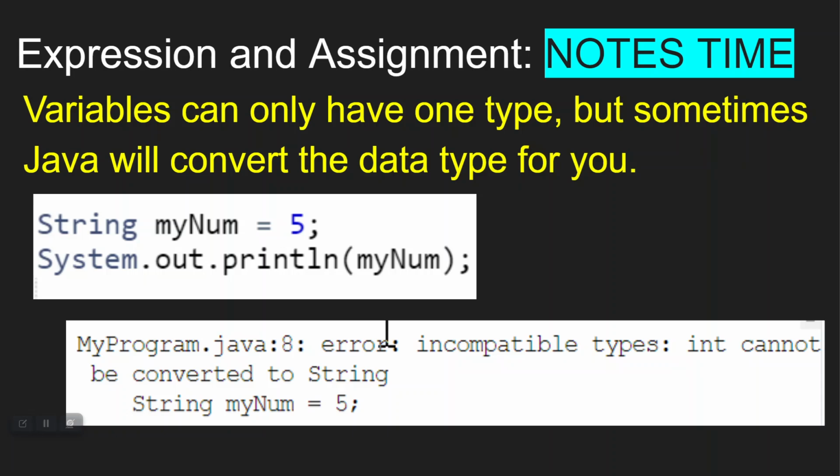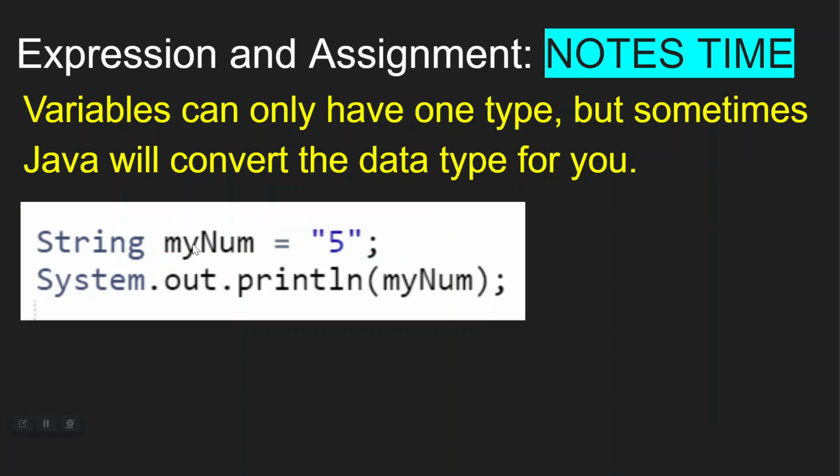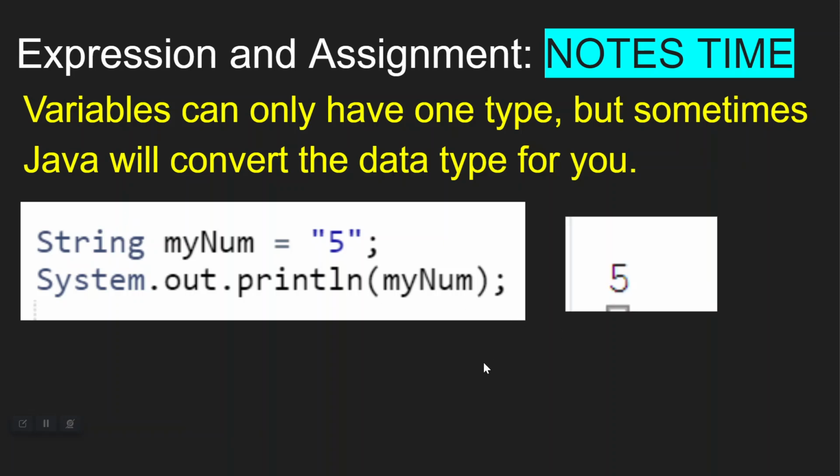In this case, we get an error. Java will not let you store an integer as a string. Again, variables usually can only have one data type. So if you want to store a number as a string and then print it out, you would need to do something like this. String mynum equals, and then in quotation marks, 5. Remember, in Java, anything that's in between quotation marks is treated as what's called a string literal. And so this can be stored as a string. And then when you print this, it's going to go ahead and print the number 5 for you, no problem. So that's how you would deal with that situation.